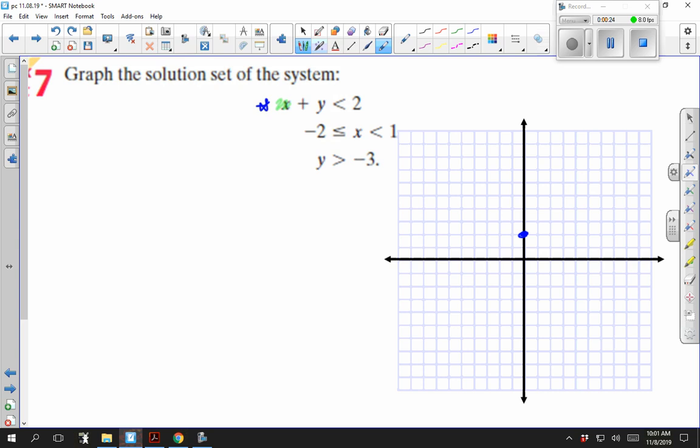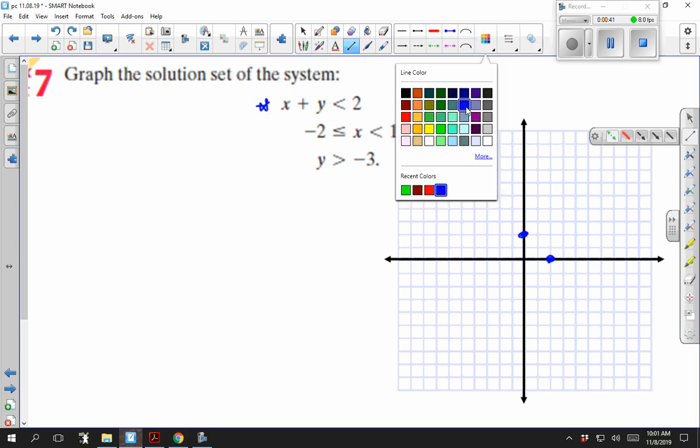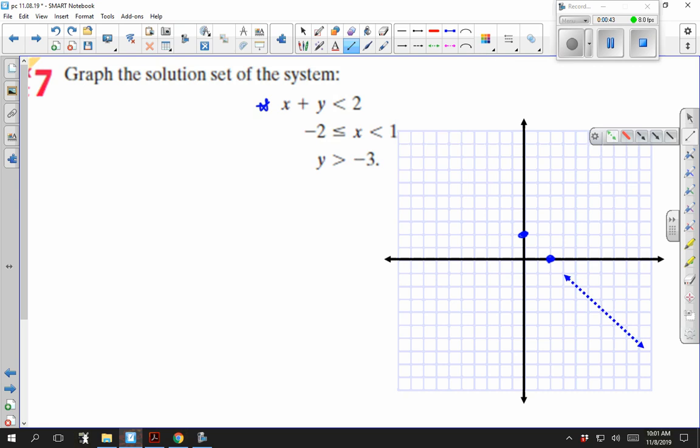Plot that point. When y goes to 0, then it's easy to see that x equals 2. And we plot that. We need to graph a dotted line because it's less than, not equal to. There's no equal to there. So this is going to be a line that goes through like so. And if I hit that nicely, there we go.